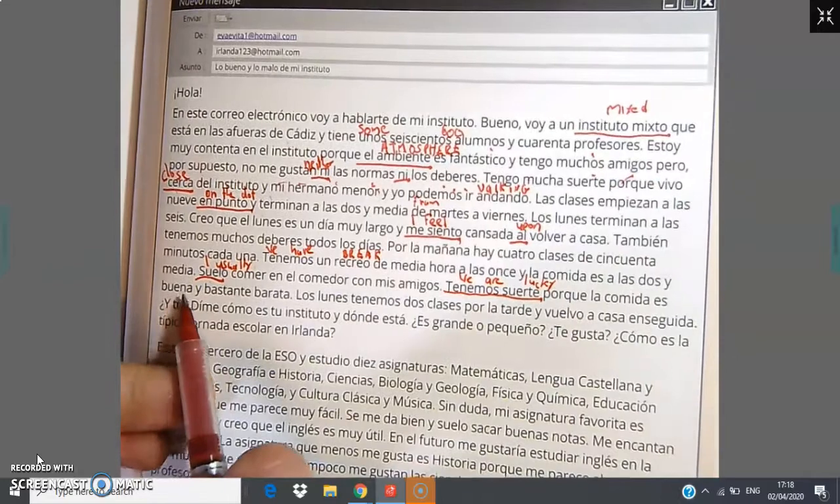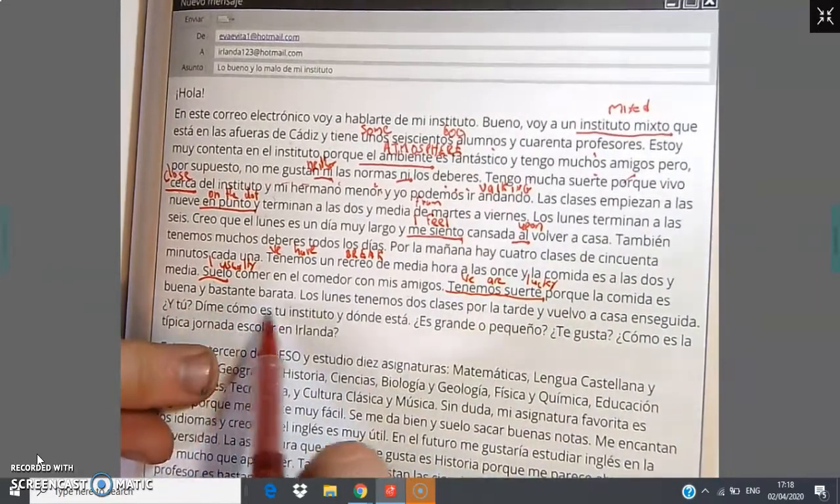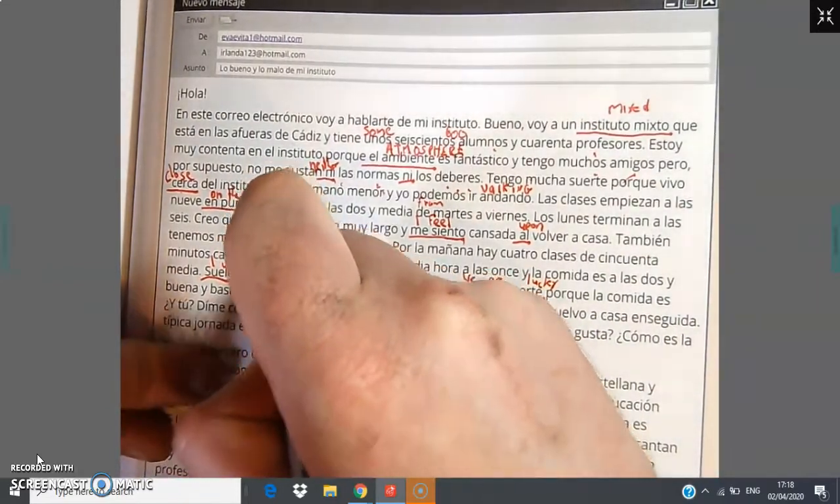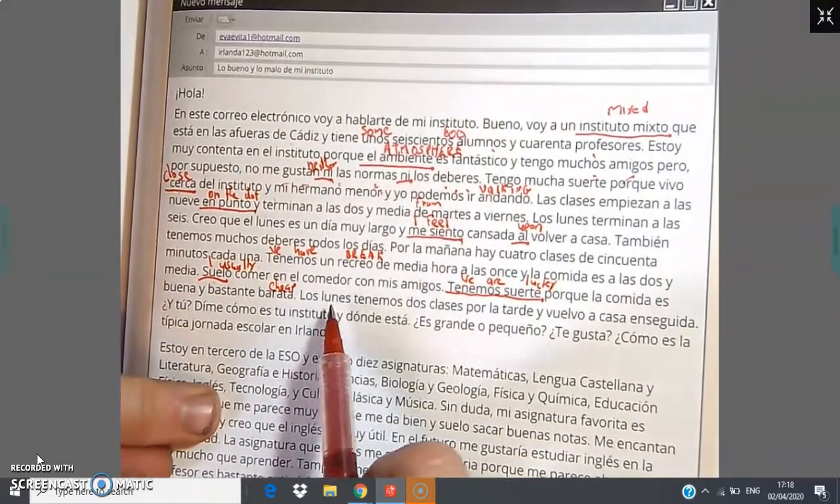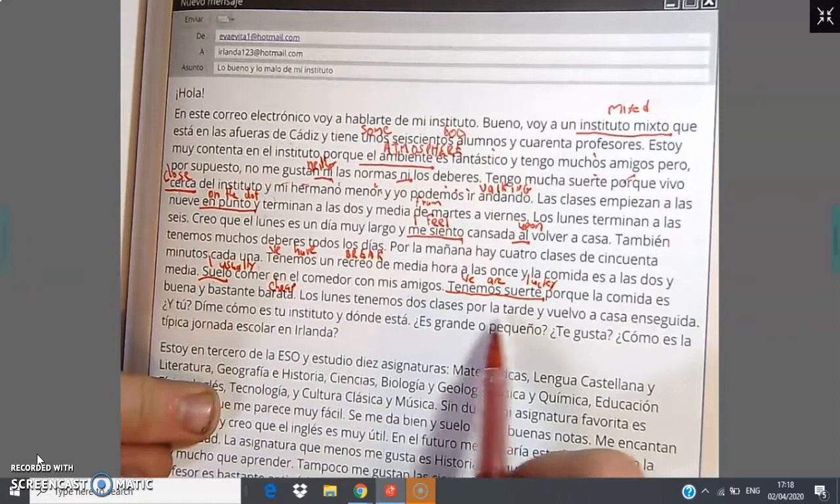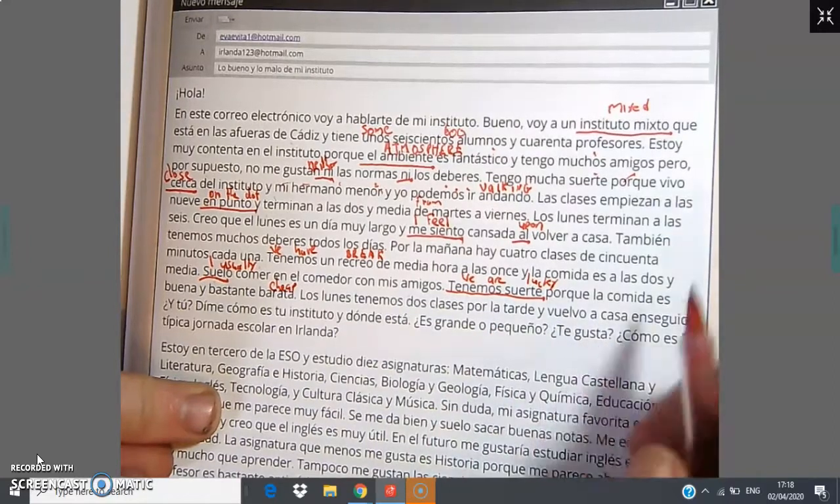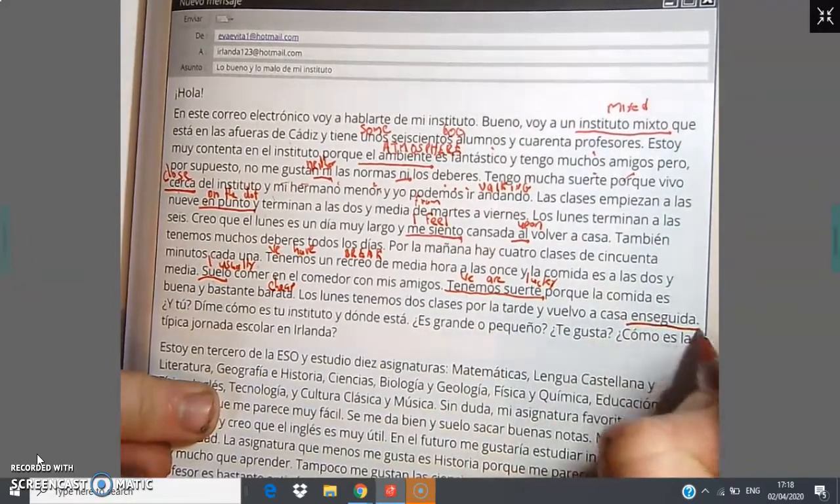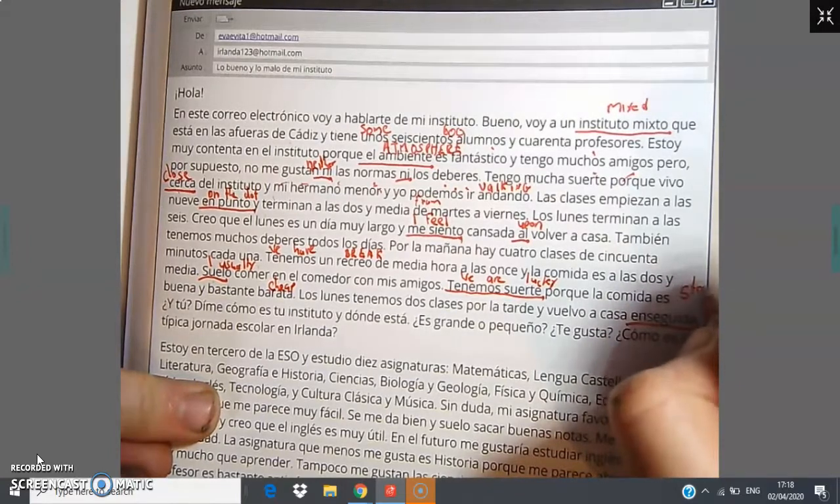Porque la comida es buena. So the food is good y bastante barata, quite cheap. Barata here is cheap. Los lunes tenemos dos clases. So on Monday, we have 2 classes por la tarde, for the evening. Y vuelvo a casa enseguida. I want you to learn enseguida. Enseguida means straight away.